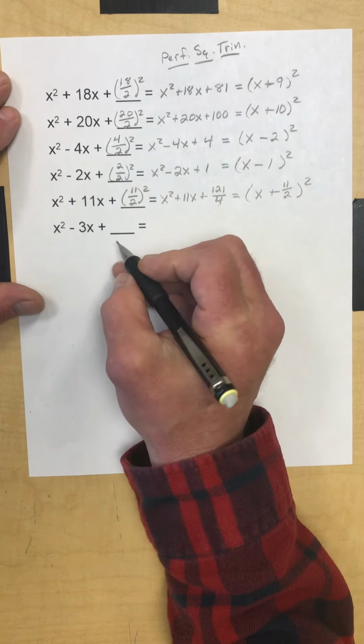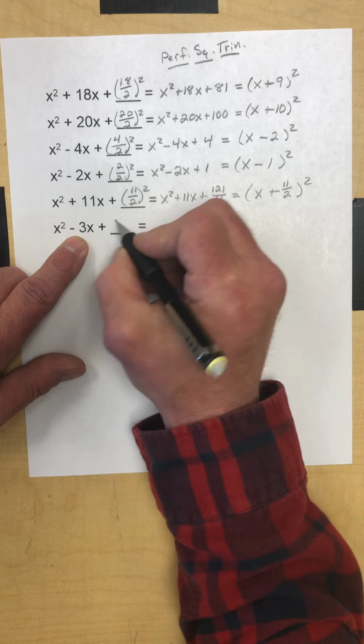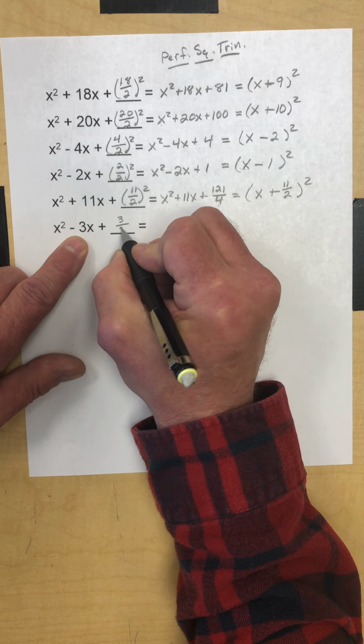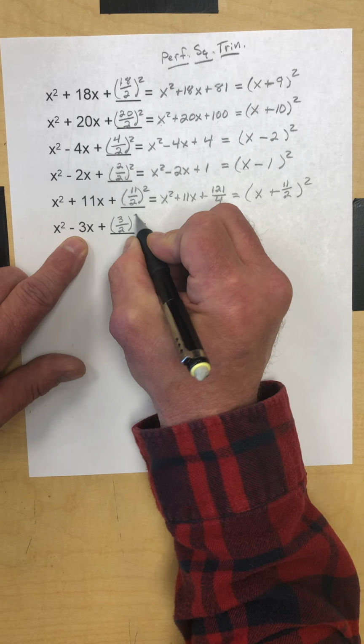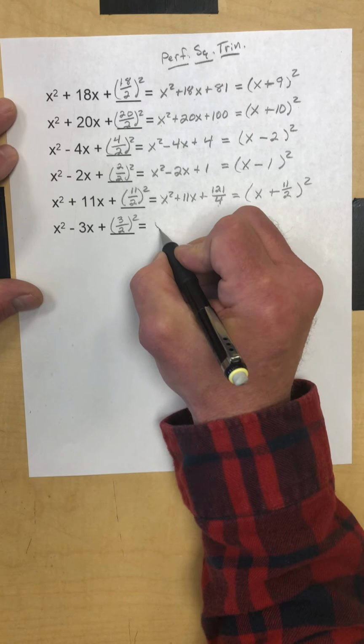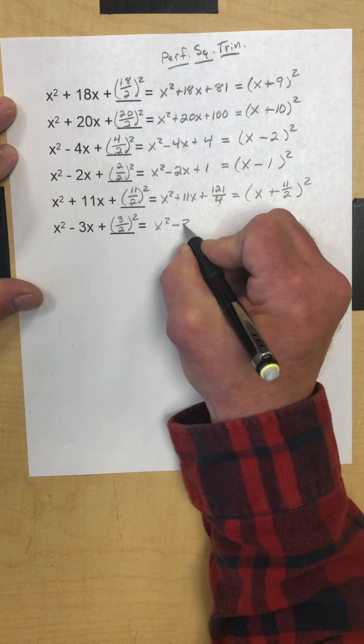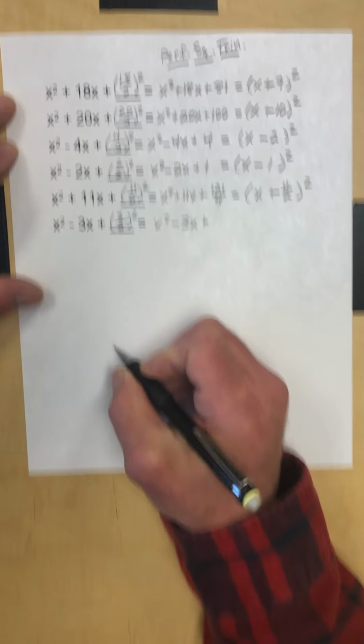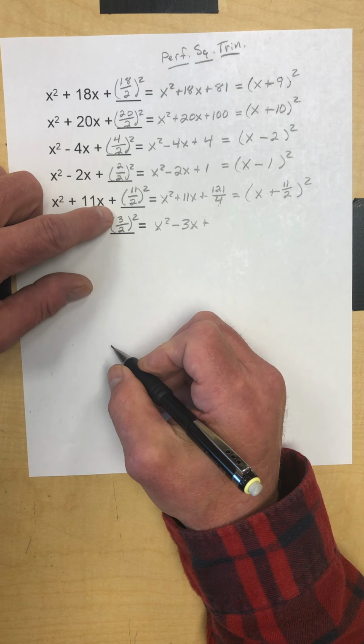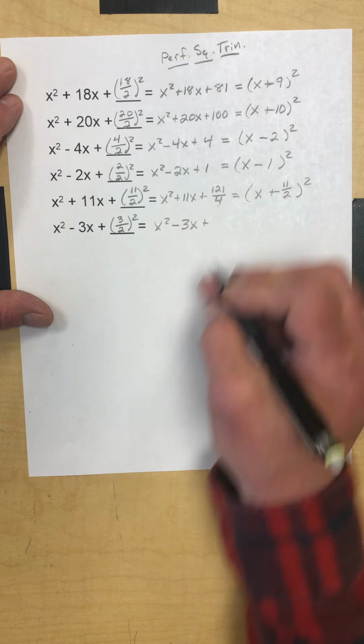Okay, same thing here. Take the linear coefficient, 3, divide by 2, and then square that. Okay, so I have x squared minus 3x plus, again, when I square a fraction, just square the numerator and square the denominator. So I'm going to get 3 squared over 2 squared, which is 9/4.